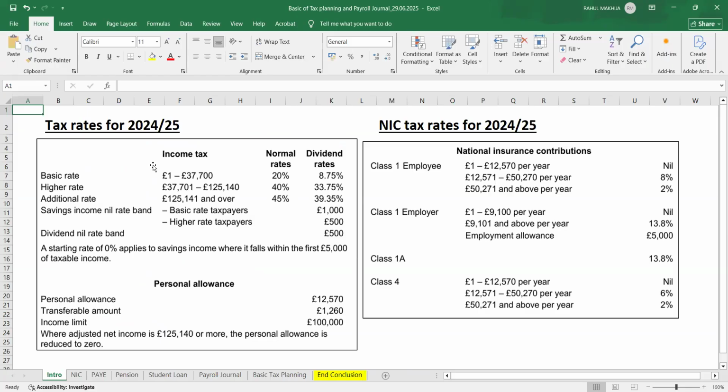So here in front of you on my screen, there are tax rates for 2024 and 25 and also NIC rates. And here are the types of NIC such as class 1 employee, class 1 employer, class 1A, class 4. We will be looking at what NIC is, what PAYE is, what pension is, what a student loan is, how payroll journal is being posted, and about such basic tax planning, that is, how much amount we can get tax free in the UK.